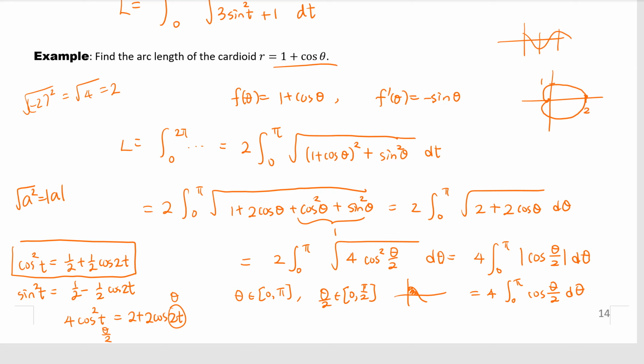If the function is above the t's or the x's, then we add the integral. If the function is below, then we subtract the integral, because the integral will be negative.